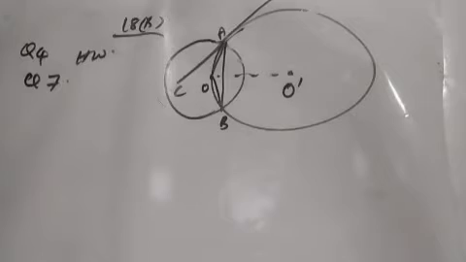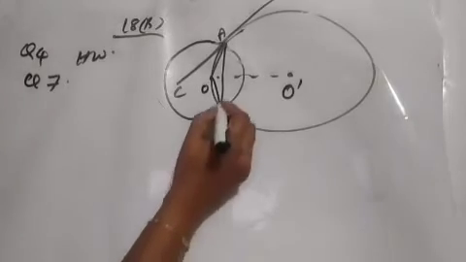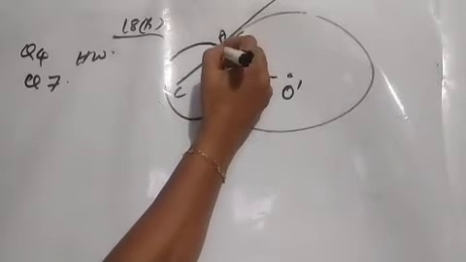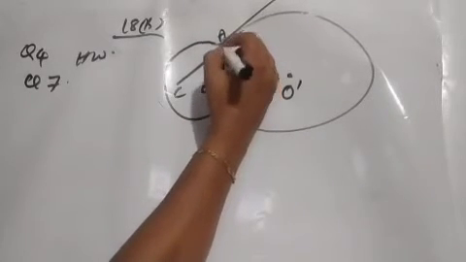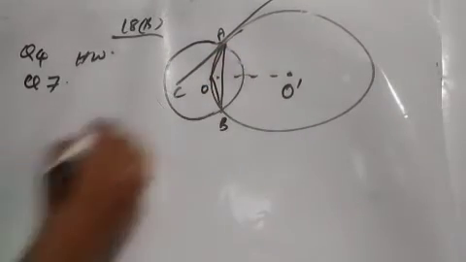Let us solve question 7. Two circles with the centers O and O dash are drawn to intersect each other at the points A and B. Center O of the one circle lies on the circumference of the other circle, and CD is drawn tangent to the circle with center O dash at A. Prove that OA bisects angle BAC. Angle BAC, you can see this angle BAC.